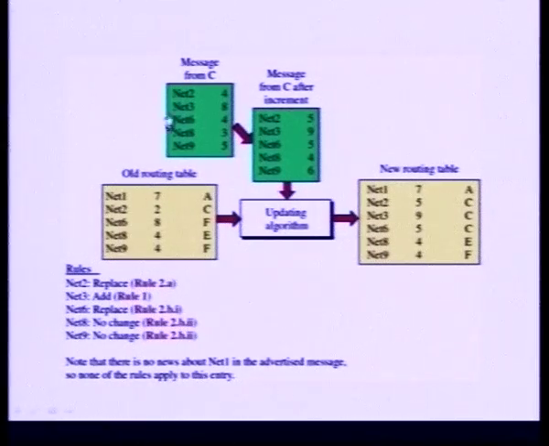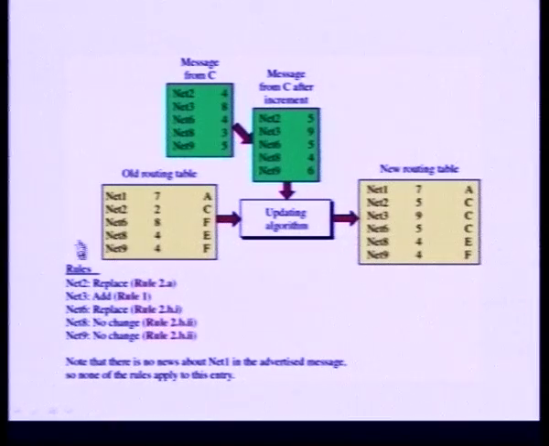So let us say for instance the original message from C was that network number 2 could be reached in 4 hops, network 3 in 8 hops, 6 in 4 hops and so on, and there was a change that all these got incremented by a value of 1. Okay. So net 2, it says, can now be reached with a distance of 5, 3 with a distance of 9, 6 with a distance of 5 and so on.